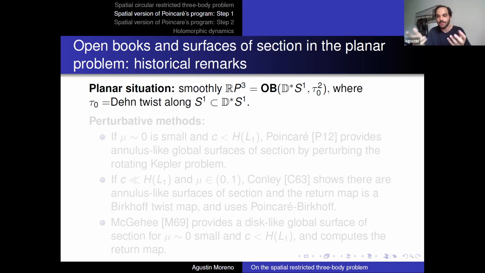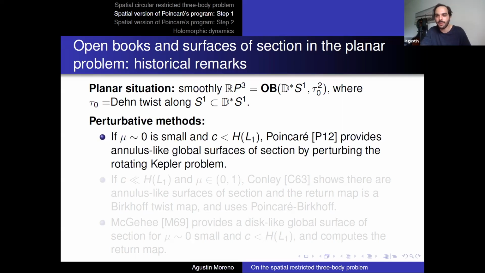So, in this language, roughly speaking, you can say that this is what Poincaré actually did a long time ago. Of course, he never said it like this, but we can interpret that he did something along these lines, using classical perturbative methods. Poincaré, for example, looked at the case where mu is small. So you start with a rotating Kepler problem, which is the integrable case. You perturb it a bit, so now mu is small, and you don't put any more restrictions on C other than being subcritical. So Poincaré actually finds an annulus-like global surface of section, basically.